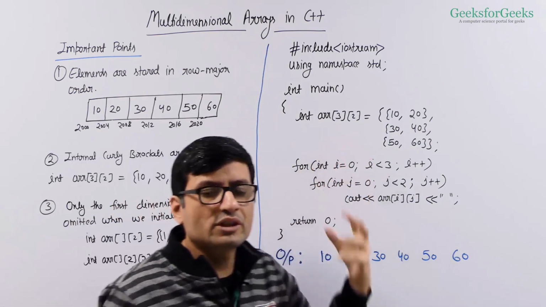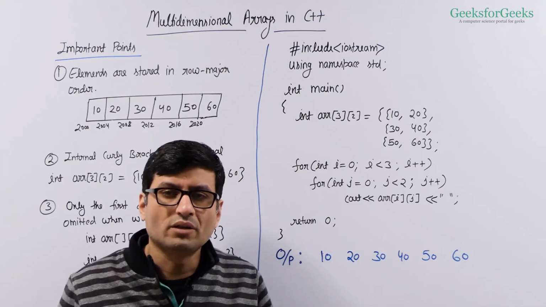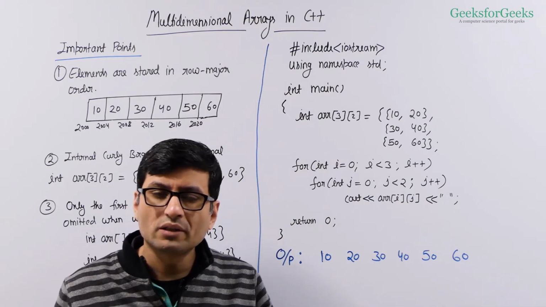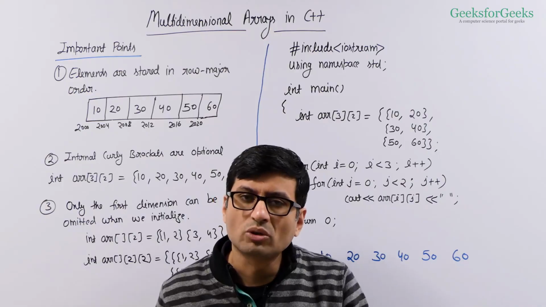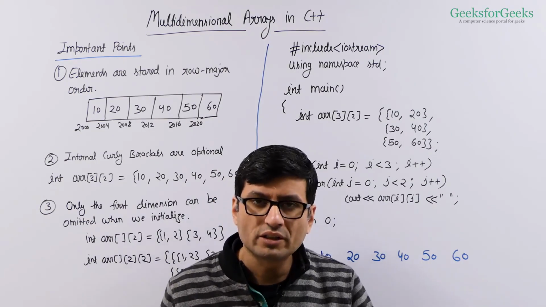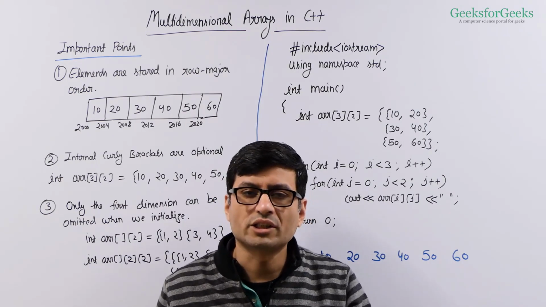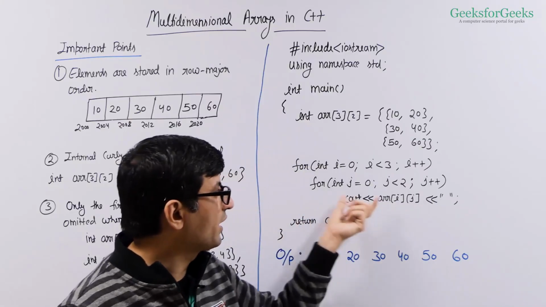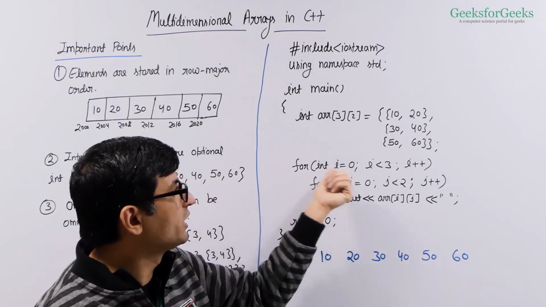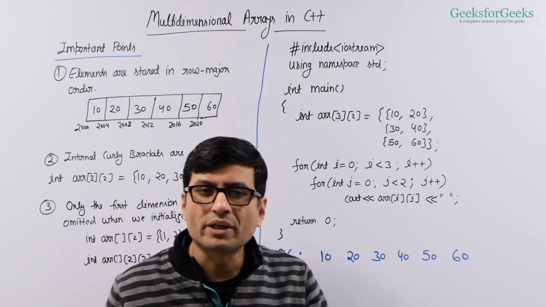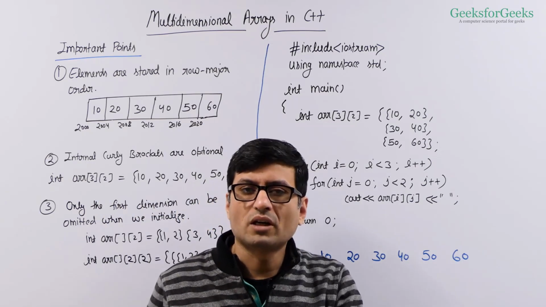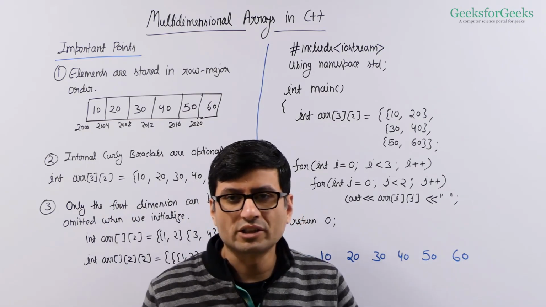Now how do we traverse a multi-dimensional array? If you have a 2D array, then you need to run 2 nested loops. If you have a 3D array, then you need to run 3 nested loops. So we have a 2D array, so we run 2 nested loops, and the typical traversal of a matrix or a 2D array is done this way.